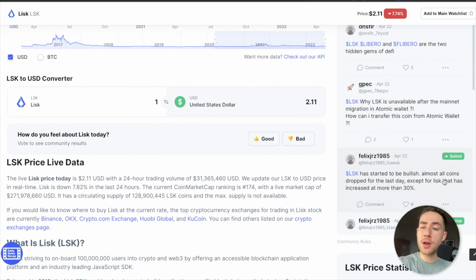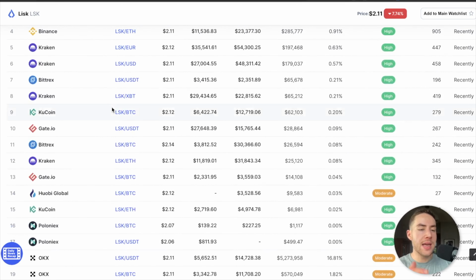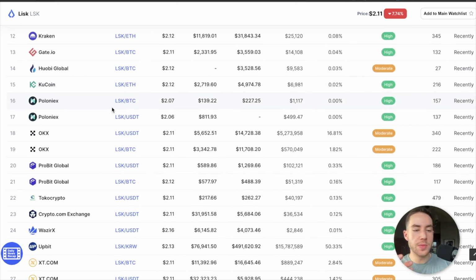So, a lot of people are actually quite bullish on it because there are a lot of things that are going to be released in 2022, like the Lisk SDK. Right now it's just trading on Binance, Kraken, and KuCoin as some of the most popular ones.